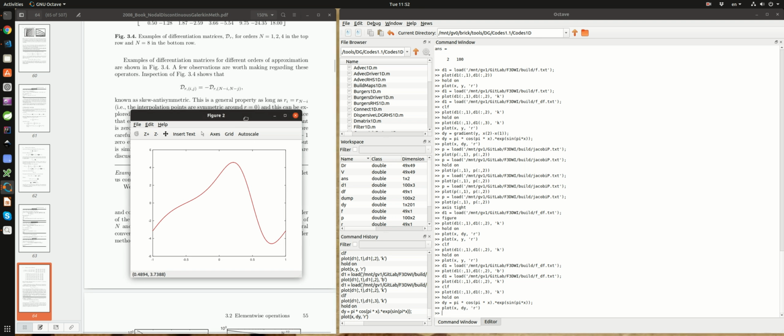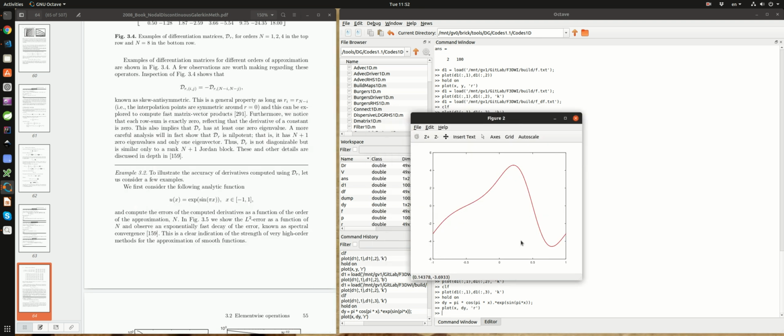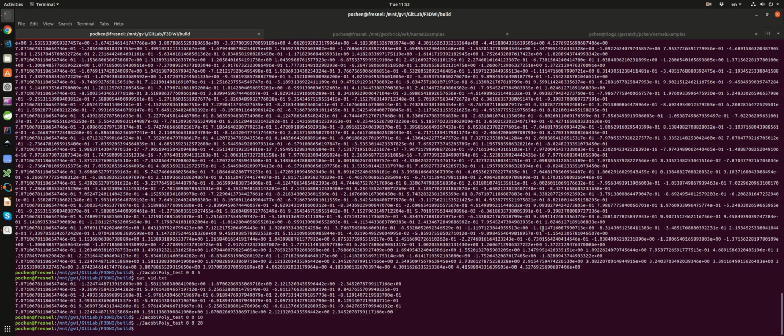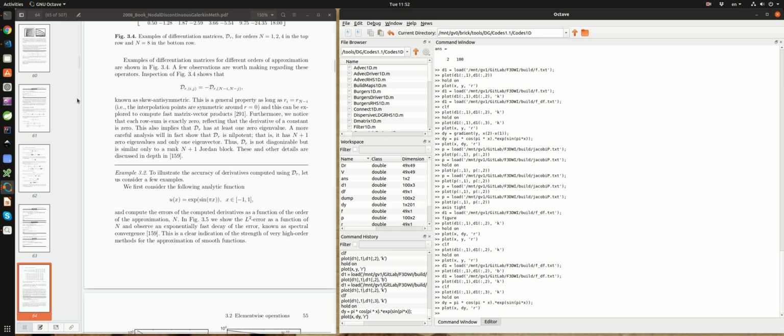Yeah, that's how we can use Jacobi polynomials and the GLL interpolating points to represent a function through interpolation, and also the derivatives of functions through interpolation. Yeah, that's this video.